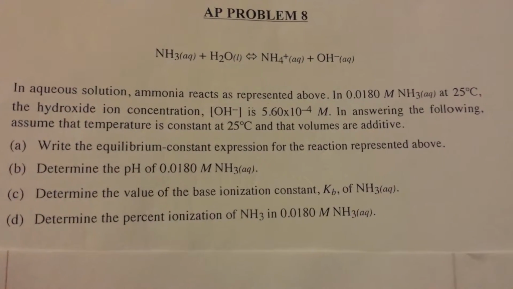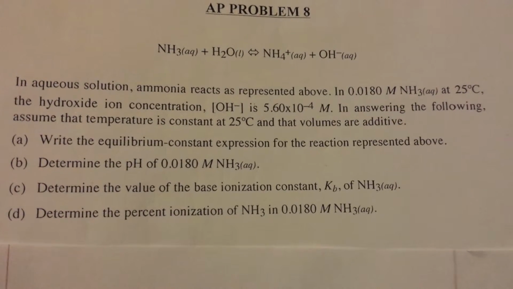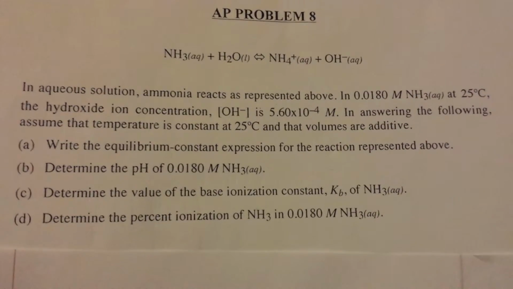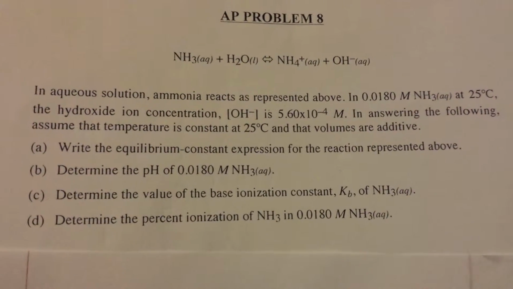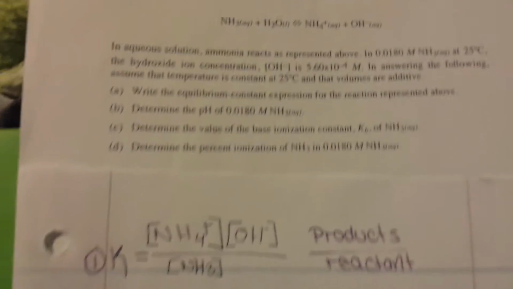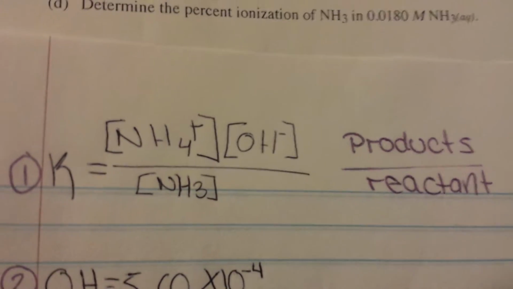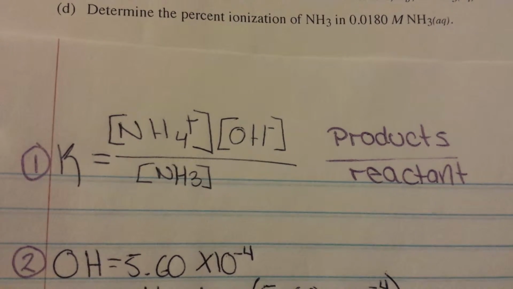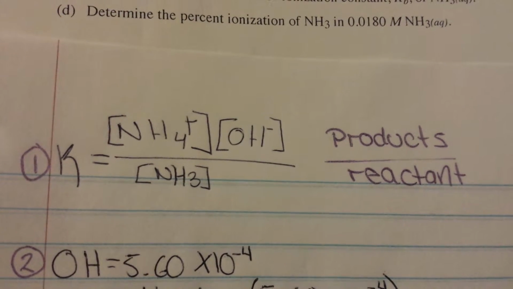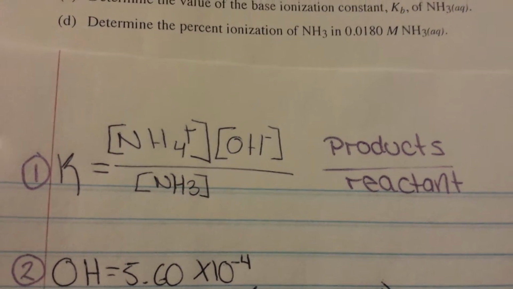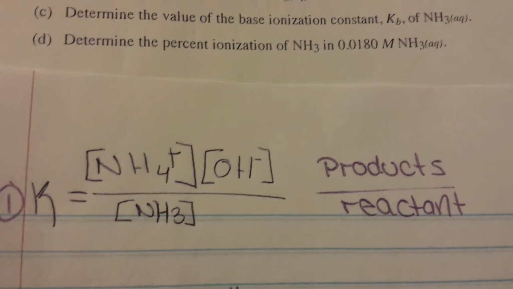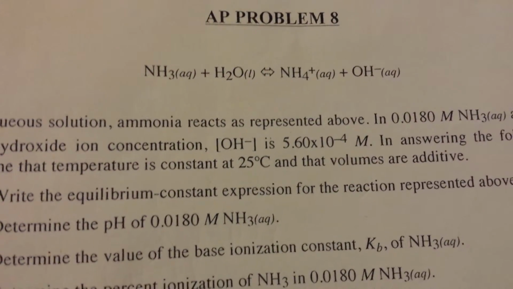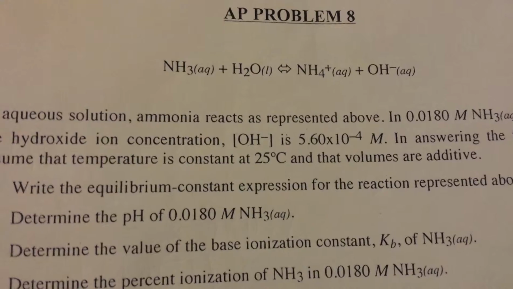A. Write the equilibrium constant equation for the reaction represented above. For that, you're going to put the concentrations of the products over the reactants. That equals the concentration of NH4+ times the concentration of OH- divided by the concentration of NH3. We do not put the concentration of H2O because that is a liquid.